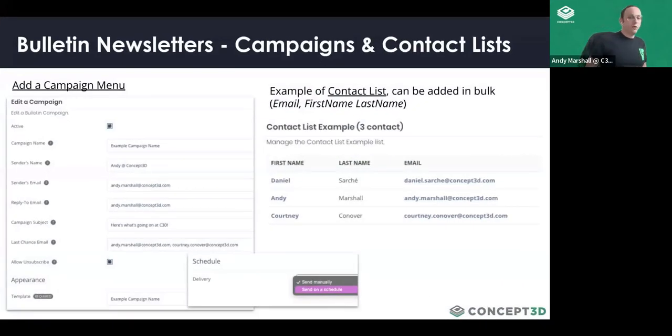So as I mentioned before, it's really important to think of a Bulletin newsletter in two parts: your campaign and your contact list. You have your campaign, which is where you select the content and the settings for the newsletter right in the admin dashboard.